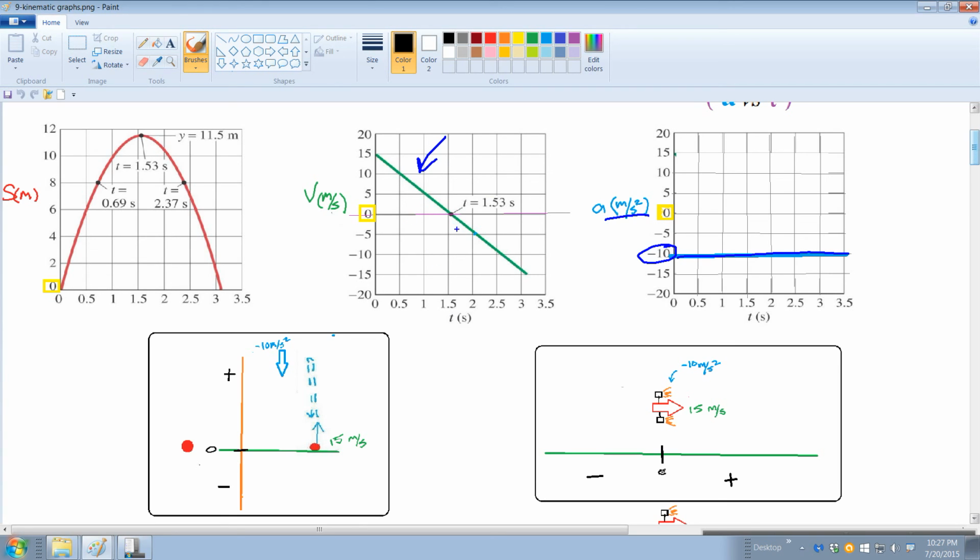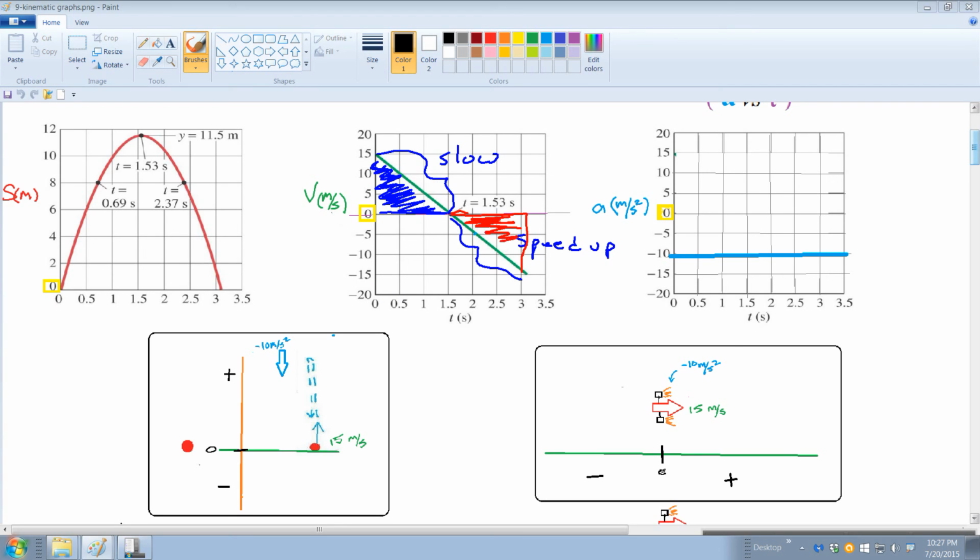You also would want to be able to get facile enough that when you see this graph, you know that at this point the object has turned around, and that between here and here, the object's slowing down, and that between here and here, it's speeding up, and that the area under this curve right there is the positive displacement, and the area under this part of the curve is the negative displacement, and that when you add them up, you'll find that this object was not displaced at all. It's right back where it was.